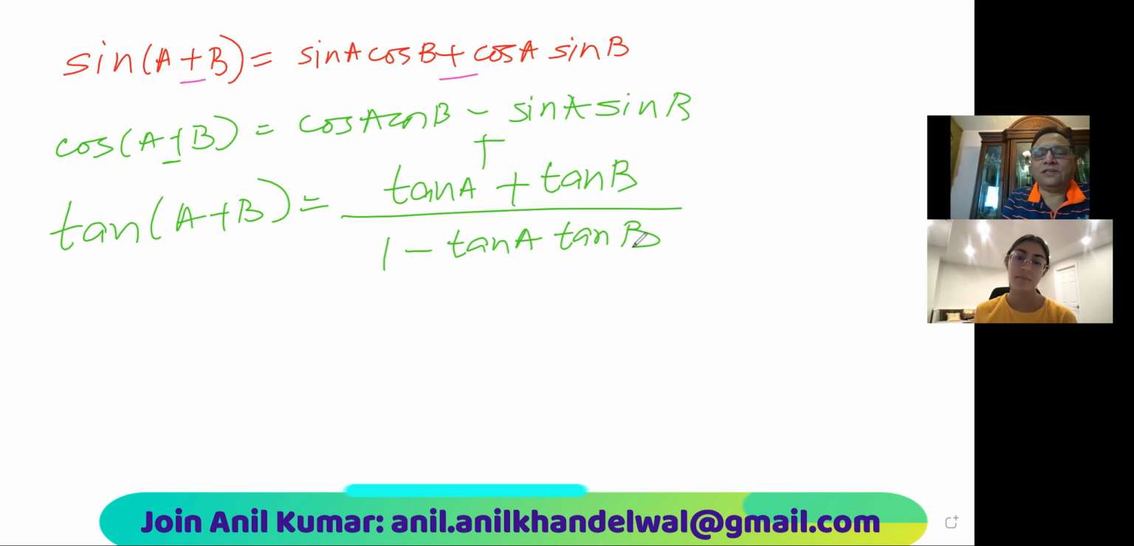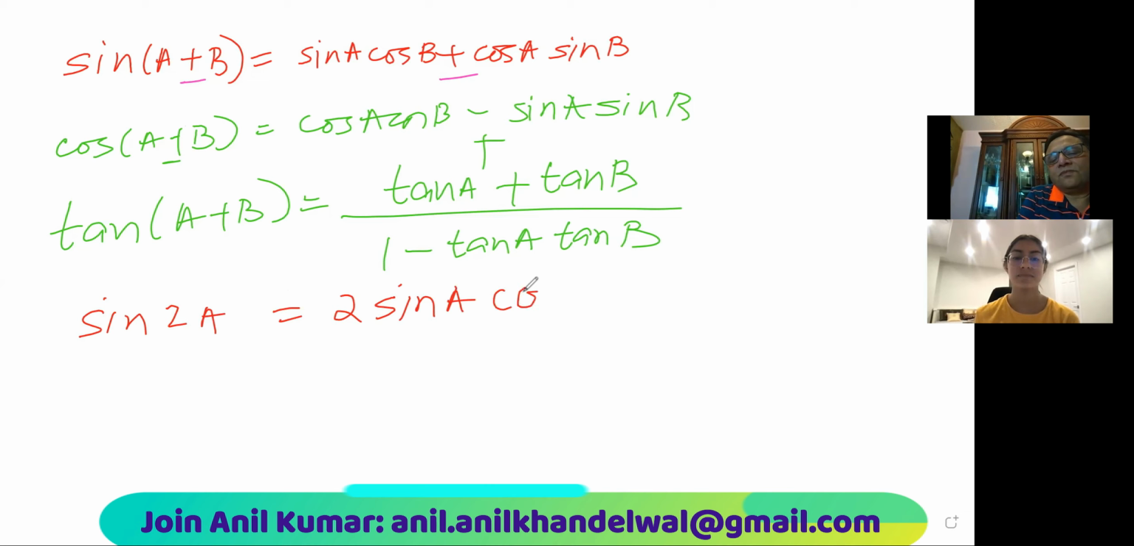Is it okay? We can actually derive it from those formulas, but we're not doing that now. That will be an exercise for you. Sine 2A is equal to what? It's 2 sine A cos A. There is no other angle; A is the angle, right? Cos 2A is what?